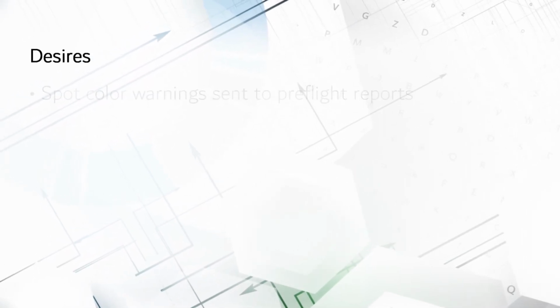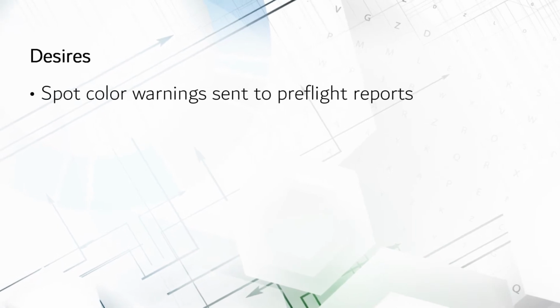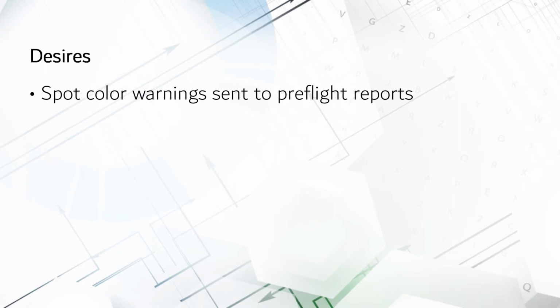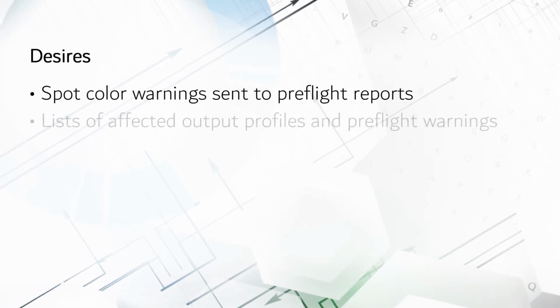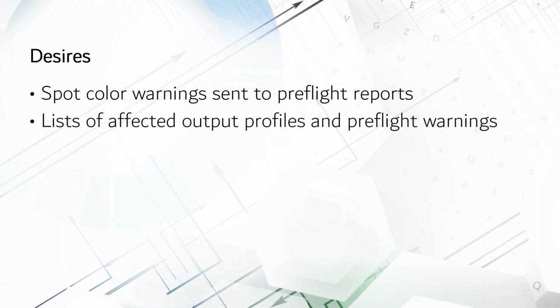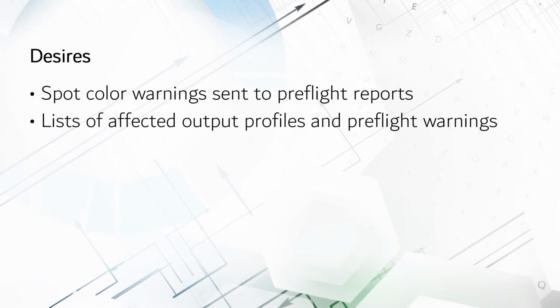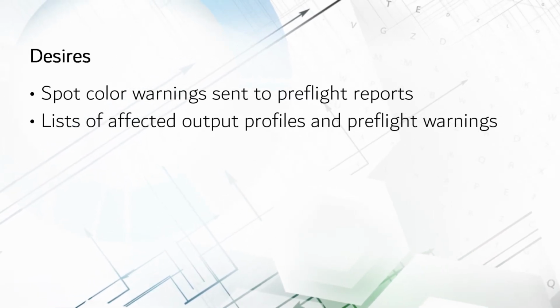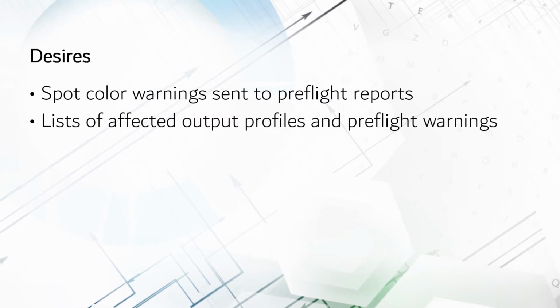Of course, there are always improvements I'd like to see. I'd like warnings about non-conforming spot colors sent to Fiery Graphic Arts Package Premium Edition pre-flight reports. I'd like a way to see a list of output profiles where these spot colors have been pushed, and warning messages in the pre-flight report if I'm sending a job to a printer for which they haven't.